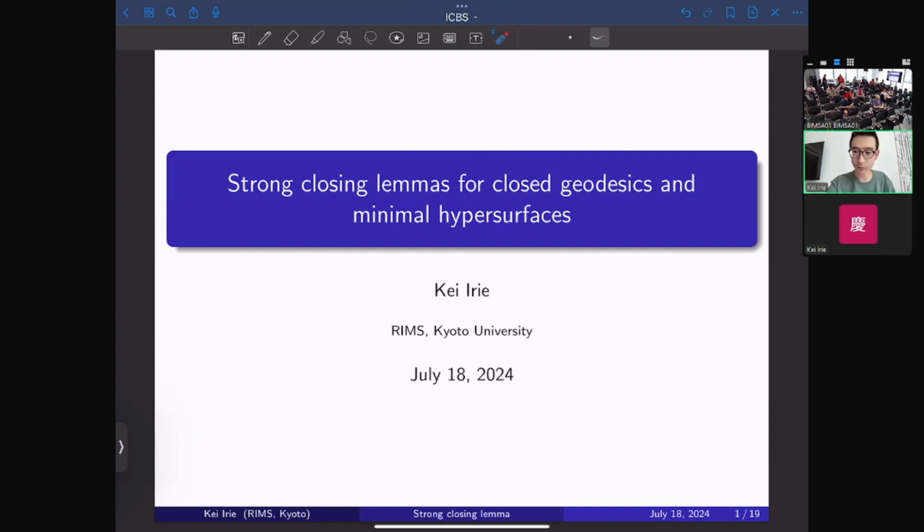Okay, so first of all, I thank the organizers for changing the schedule of my talk and making it online. And of course, I feel very honored that our paper has been selected to the Frontiers of Science Award. That paper is about minimal hypersurfaces. But one of the key ideas in that paper comes from my previous result about closed geodesics. So first I talk about closed geodesics.